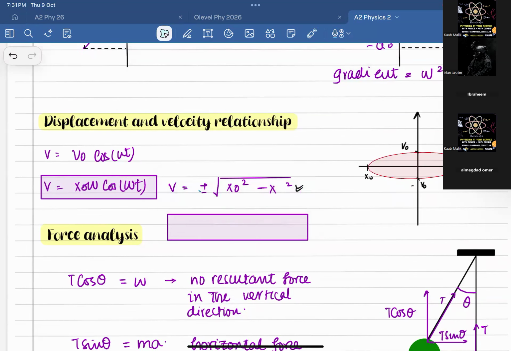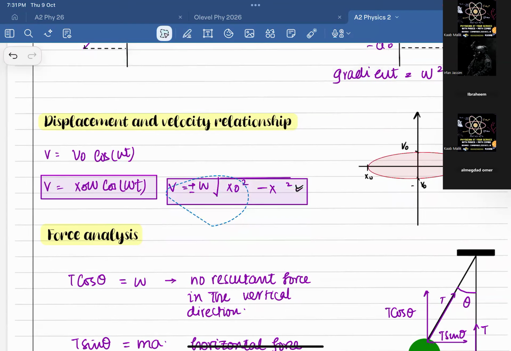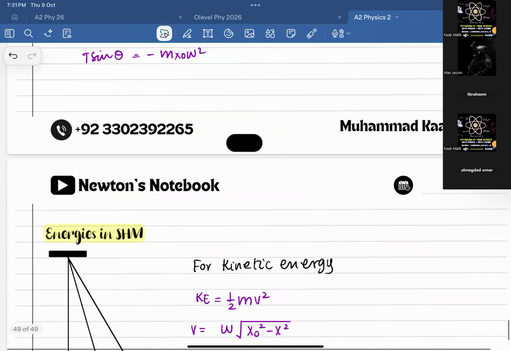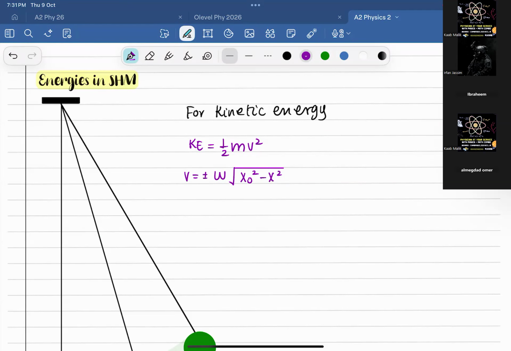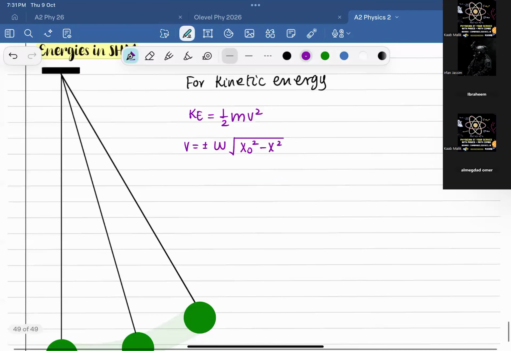Let me just add omega right here. Omega. Okay. So this is the formula, right? Now, omega is right here. If you want, you can add a plus or minus sign with it. But if you don't, then you can ignore it, right? So this is the formula for the speed.